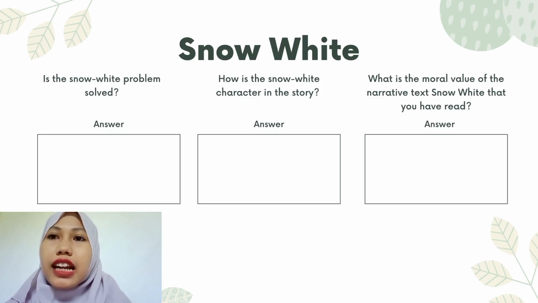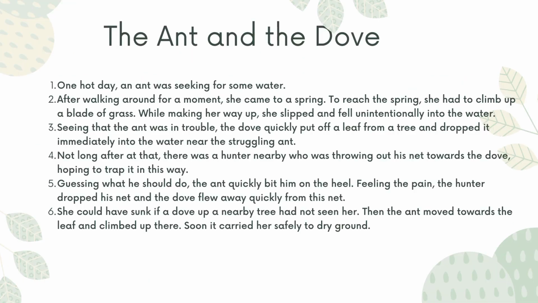After knowing the narrative text and its structures, now I will give you two pieces of text entitled The Ant and the Dove and The Fox and the Cat. You can choose one of them.